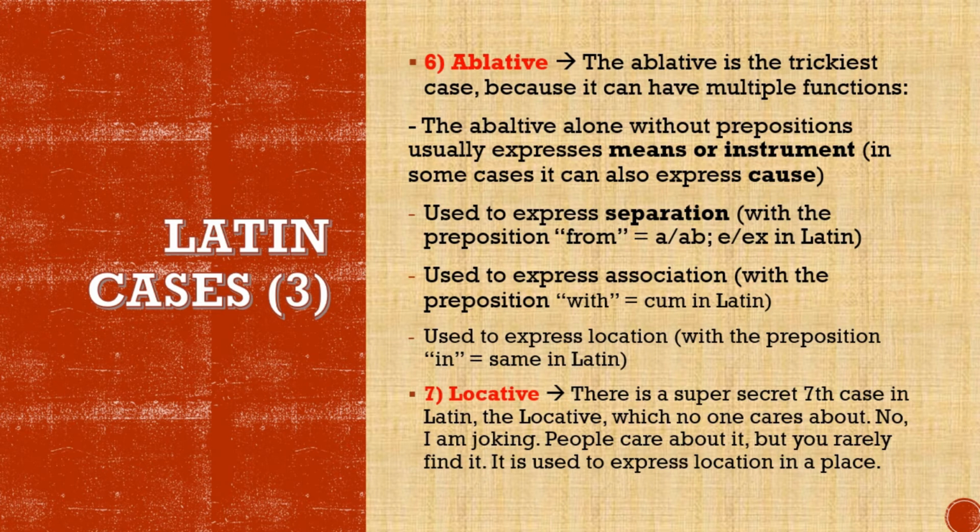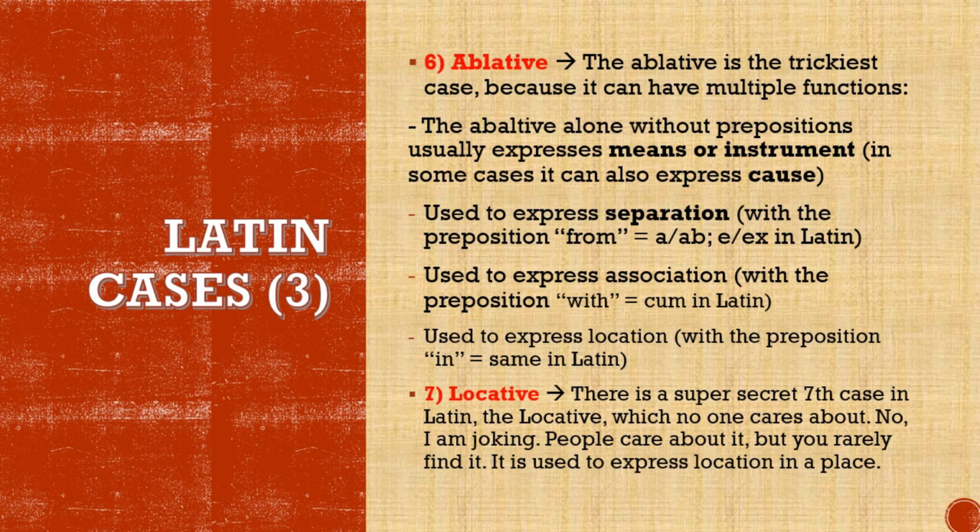It can be used to express separation, but then it has to be with the preposition a, ab, or ex. And it is also used to express association, and it is to be found in this case with the preposition cum. So if I say "I'm having a journey with my friend," in Latin you would say "cum amico meo," so "with my friend." It can also be used to express location, but in this case you also find the preposition in.